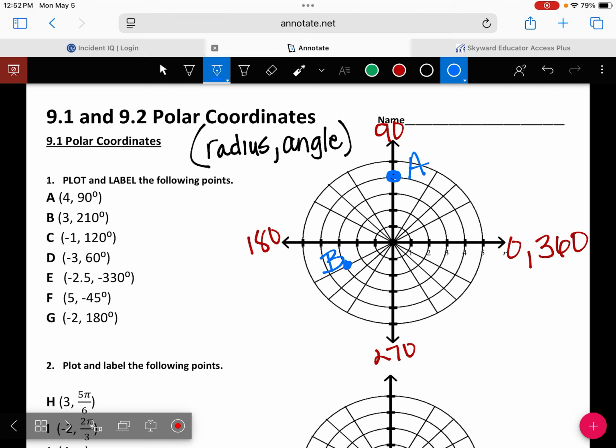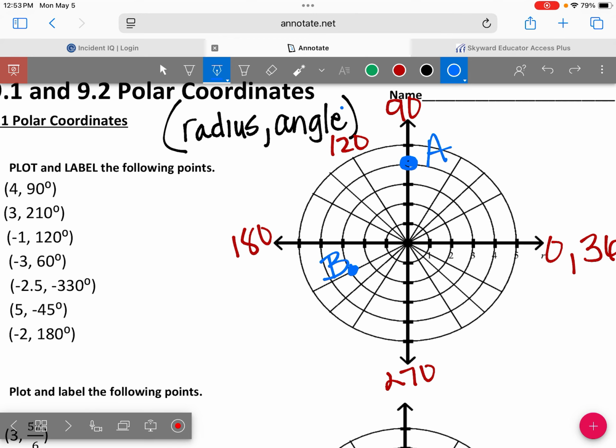And then we have 120. So let's talk about what a negative radius means. If your radius is negative, that just means we're counting back. So I'll explain what I mean. 120, this is 120 right here. Normally, I would go forward like this. But because the radius is negative, I'm going to count back, and I'm going to end up right here. Okay? So point C is here.